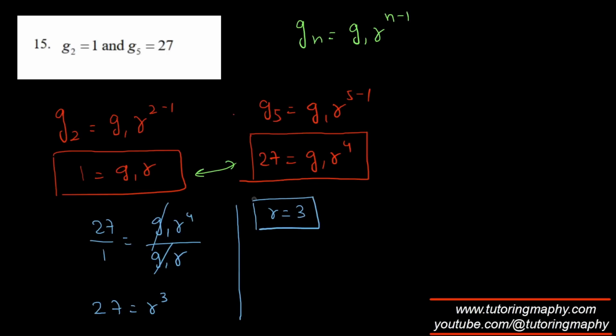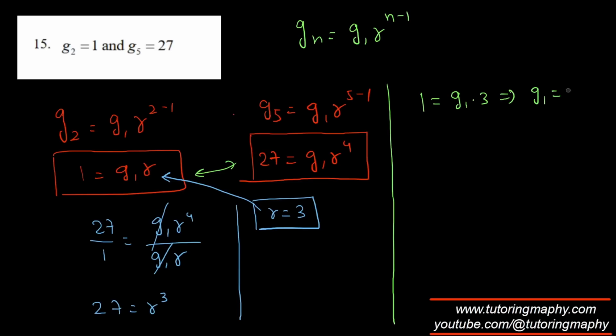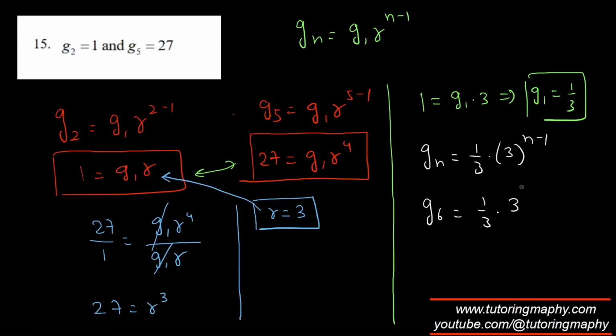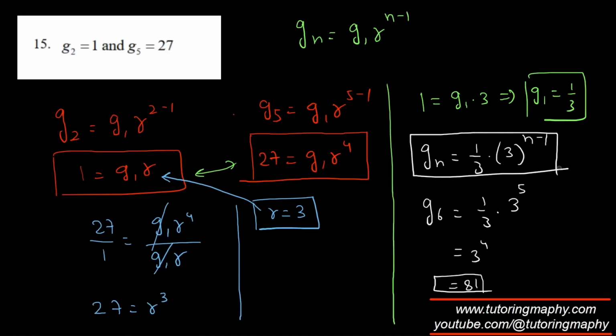So R is 3, and we need G_1 as well. So let's plug in this R as 3 over here. That will look like 1 is equal to G_1 times 3, which means that G_1 is 1 over 3. So I have G_1, I have R, so that's about it. I have the general equation as G_n is equal to G_1 times R raised to n minus 1. So G_6 will be 1/3 of 3 raised to 6 minus 1, which is 5. 3 raised to 5 over 3 is just 3 raised to 4. And 3 raised to 4 is 81. So these are our final answers.